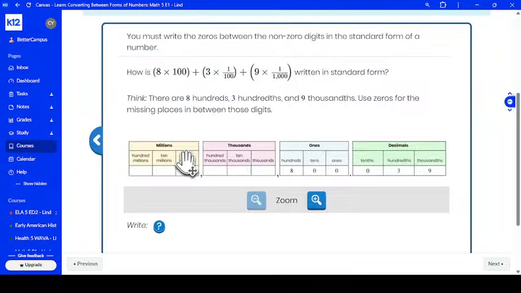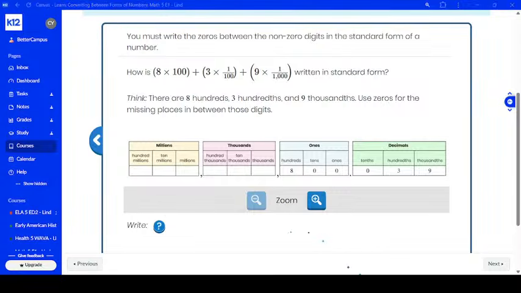How is 8 times 100 plus 3 times 100th plus 9 times 1,000th written in standard form? Think. There are 800ths, 300ths, and 9 thousandths. Use 0 for the missing places in between those digits.